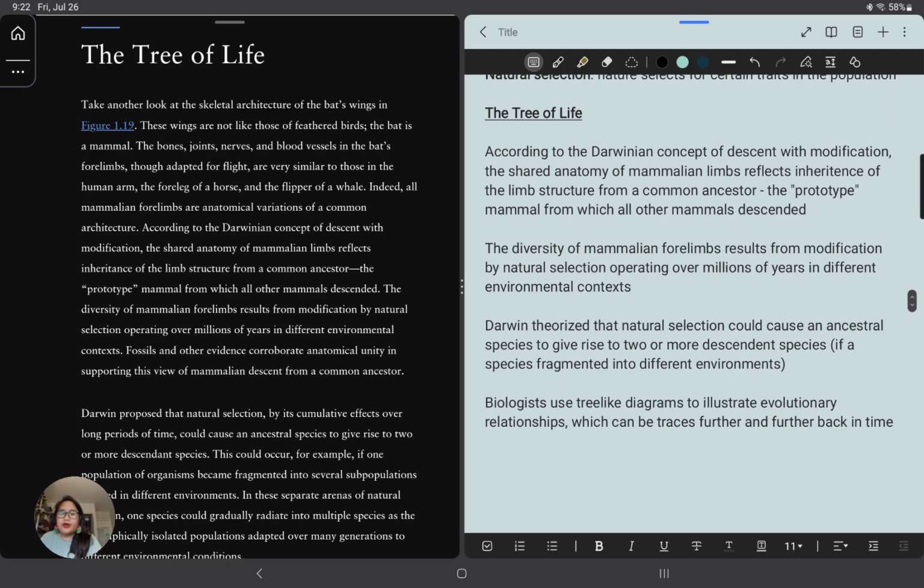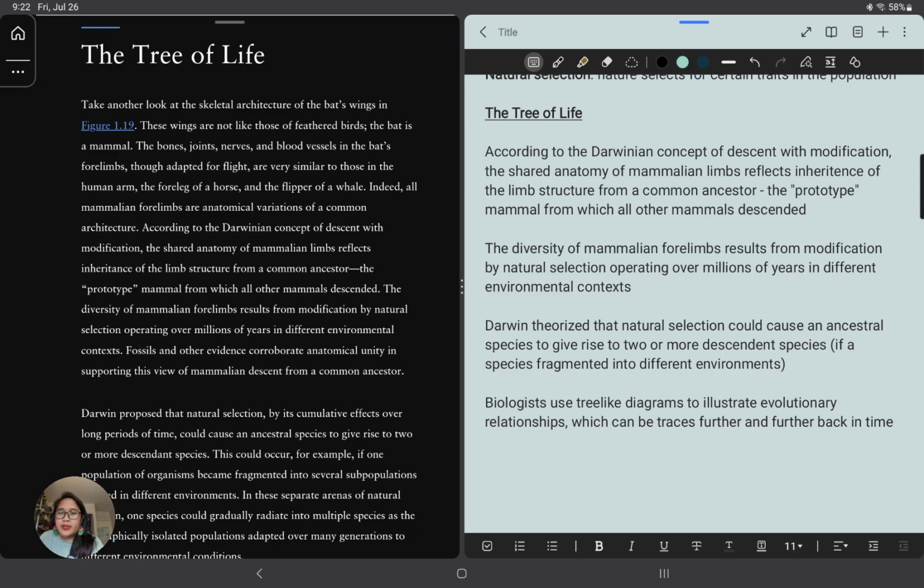Okay, and now we're going to go to Tree of Life. Take another look at the skeletal architecture of the bat's wings in Figure 119. These wings are not like those of feathered birds. The bat is a mammal.